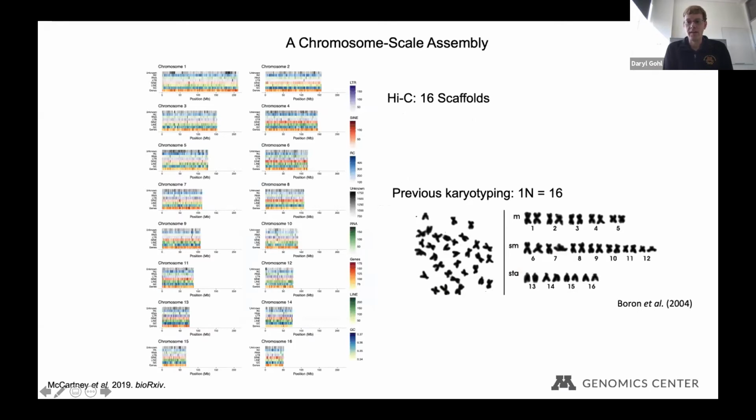This is a visualization of the genome assembly. And we're really excited to see that we ended up getting 16 chromosome length scaffolds in this assembly, which matched what was known from previous karyotyping work that zebra mussels had 16 chromosomes. So we think we have a very good and very complete map of the zebra mussel genome.